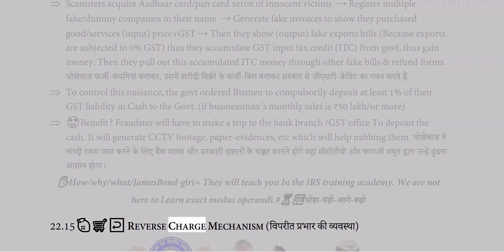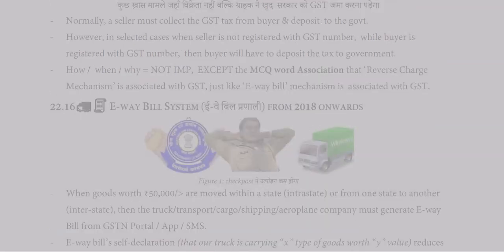22.15 Reverse charge mechanism, GST. Normally, a seller must collect the GST tax from the buyer and deposit it to the government. However, in selected cases when the seller is not registered with a GST number while the buyer is registered, the buyer will have to deposit the tax to the government. Not important, except for MCQ word association: reverse charge mechanism is associated with GST, just like the e-way bill mechanism is associated with GST.